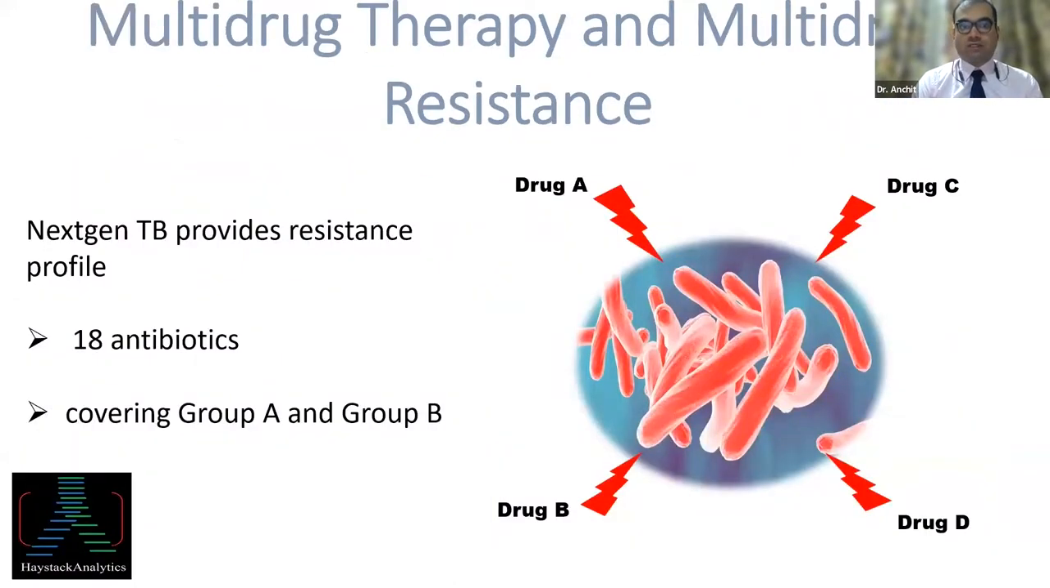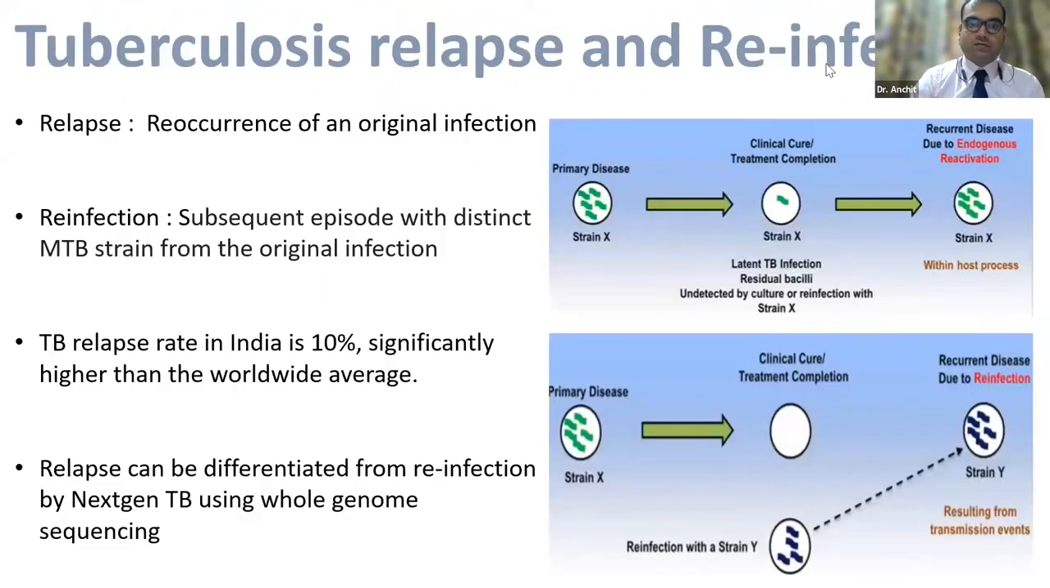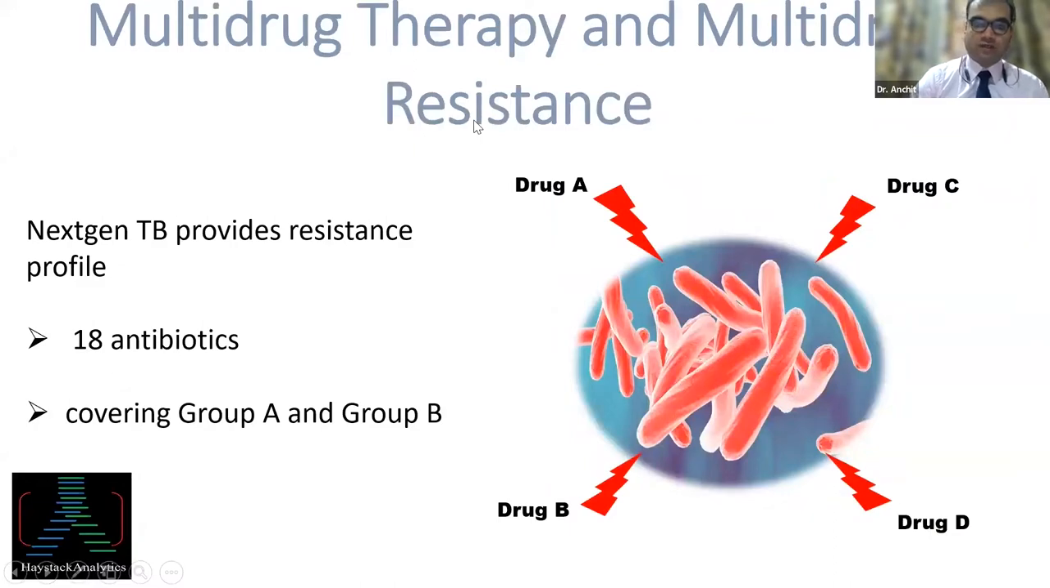So whole genome sequencing, like I said before, provides a resistance profile to all 18 drugs which are used for antitubercular treatment. It covers all the group A and group B drugs. I have a separate slide showing group A, B, and C drugs, but I'll just enumerate. The group A drugs are bedaquiline, levofloxacin or moxifloxacin, and linezolid. And group B drugs are cycloserine and clofazimine. And group C drugs are a lot of the other traditionally used anti-TB drugs like ethambutol, delamanid, pyrazinamide, imipenem, and so on.